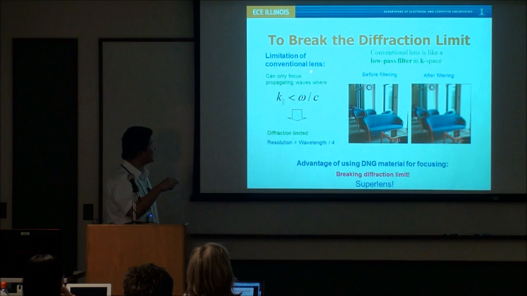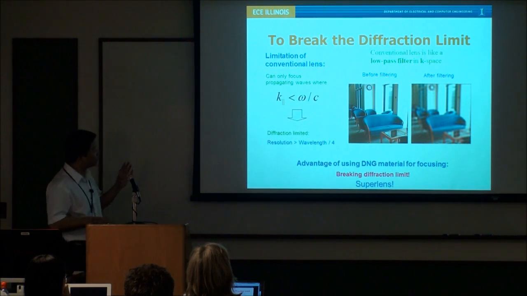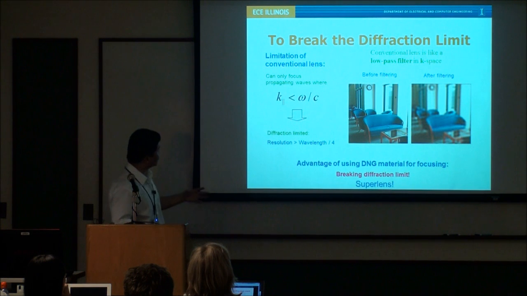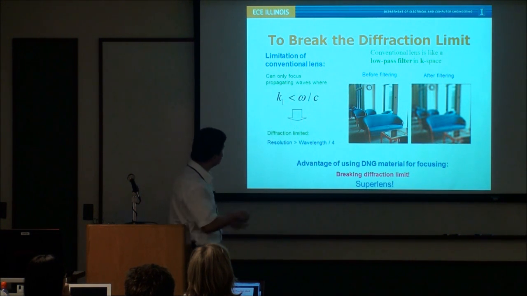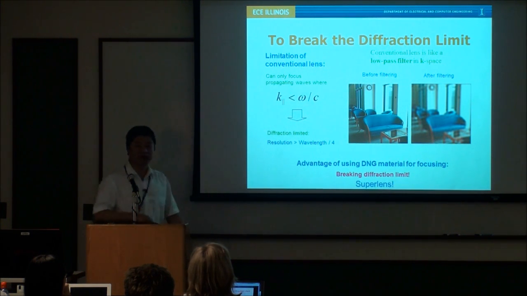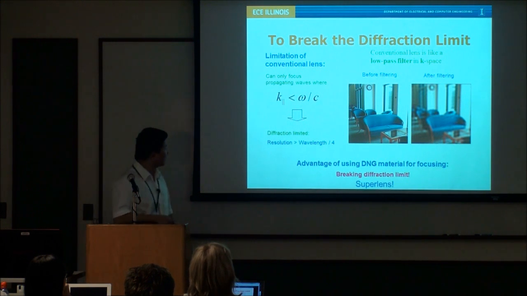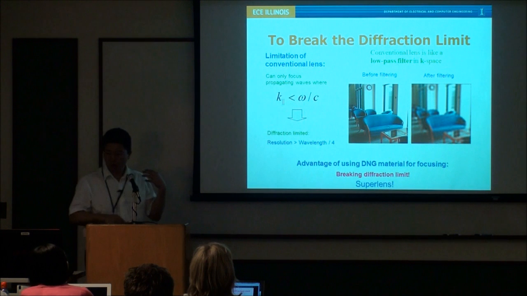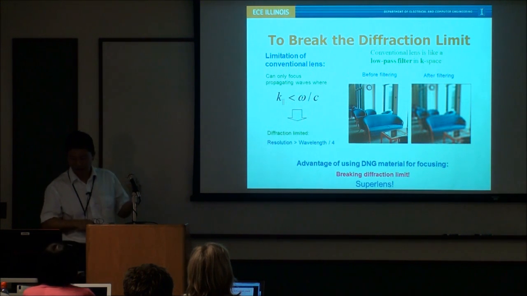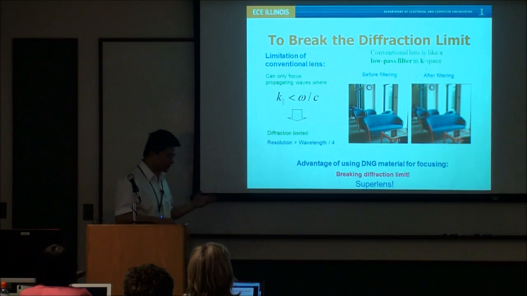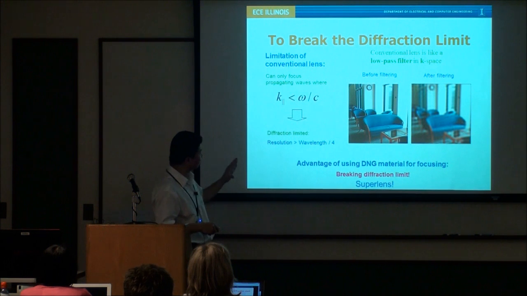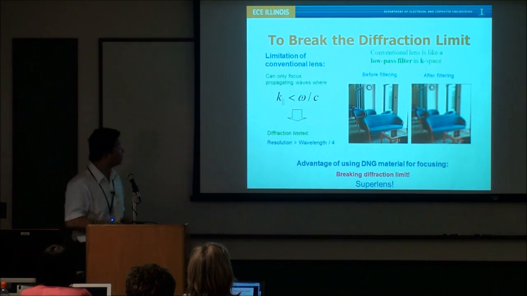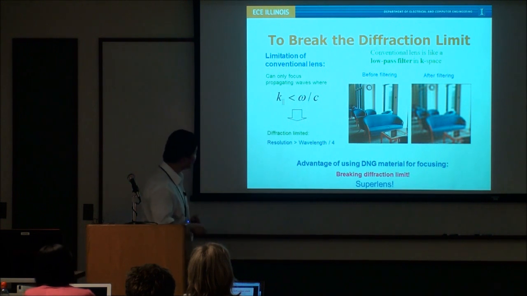In a conventional lens, the lens can only focus the propagating wave when this wave vector K, or wave number, is less than omega divided by c. Or you can translate that into the diffraction limit. The resolution for the diffraction limit of optical imaging systems is about a quarter of a wavelength. There's no way to get beyond that for conventional lens systems.